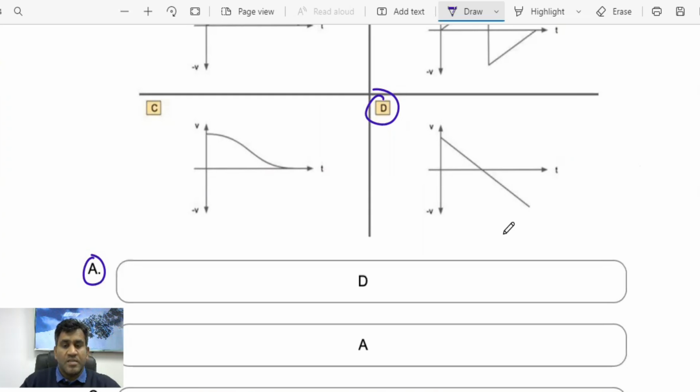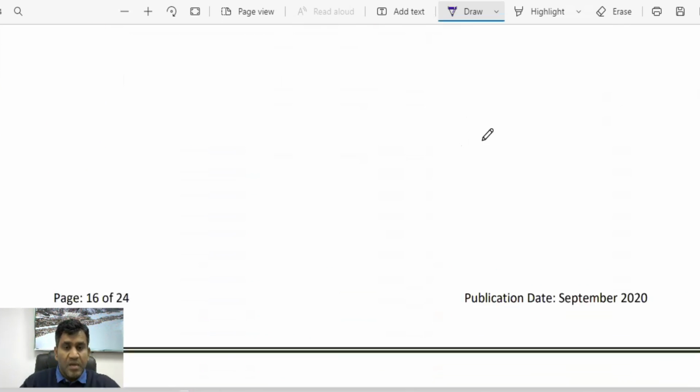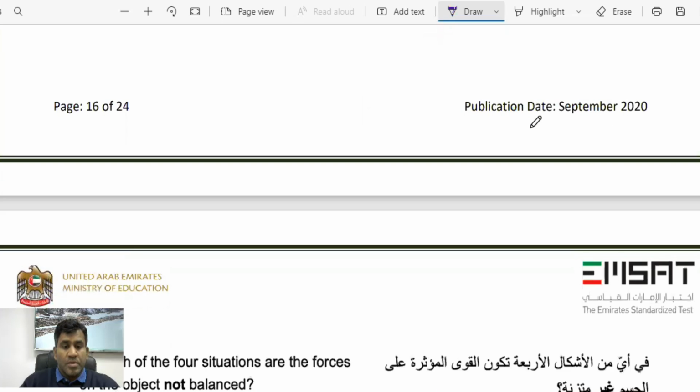Okay, this is the answer, and this is how students sometimes get confused about which A, B, C, D they should choose. So this is the way. You have to look at the options, not at the graph name. Let's move to the next question.